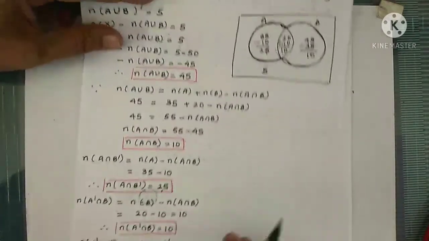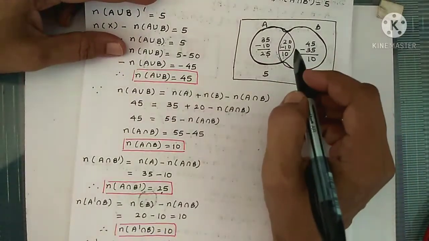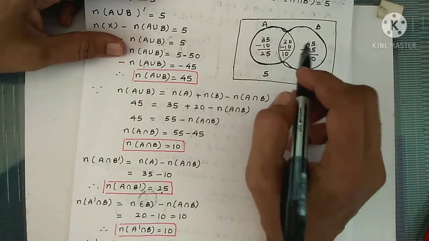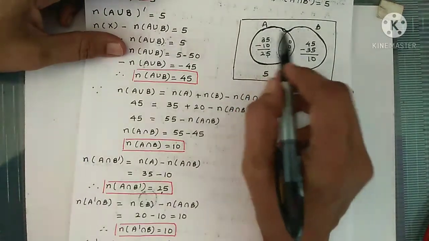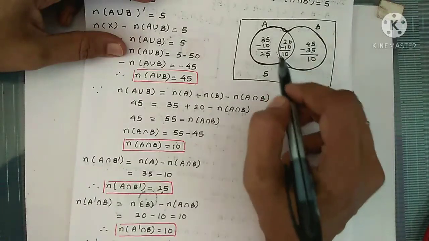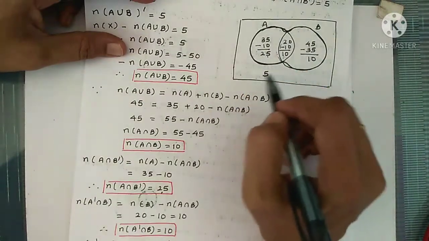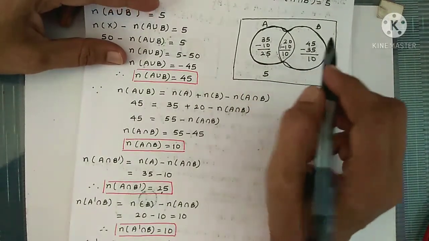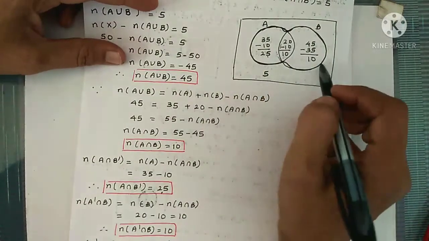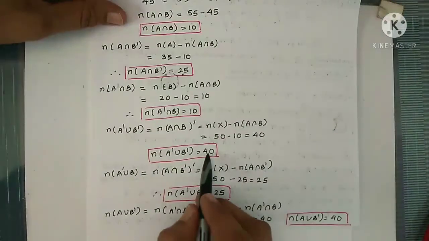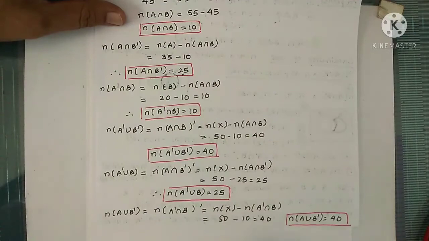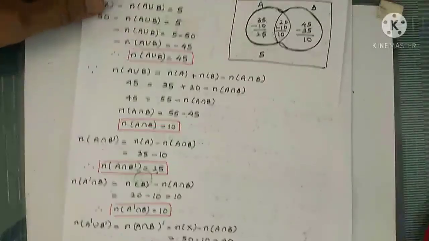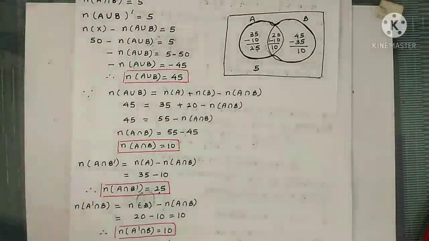A' ∪ B'. So what does A' ∪ B' mean? A' means outside the circle A. B' means outside the circle B. So we don't have to consider only these 10 elements. So the remaining portion has 40 elements. So that is 40. Similarly, the other two also we can write. So using a Venn diagram also we can answer this question.